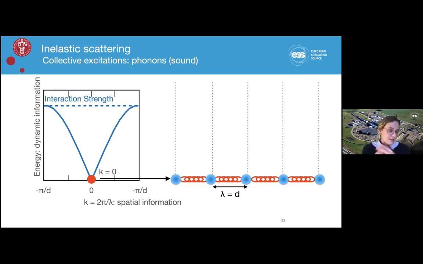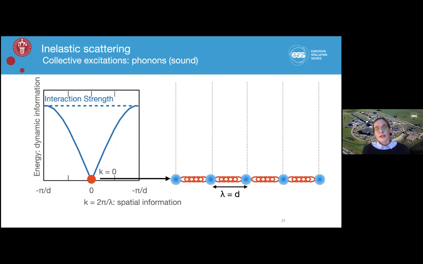We can access this with neutron scattering because the neutrons have an energy scale that is very close to the energy scale of the crystal lattice. And this allows the neutron to interact with the lattice. And what I want to show here is such a pattern that you get in neutron inelastic scattering. So on the x-axis, you have Q or K, it gives you spatial information. On the y-axis, you have dynamic information.